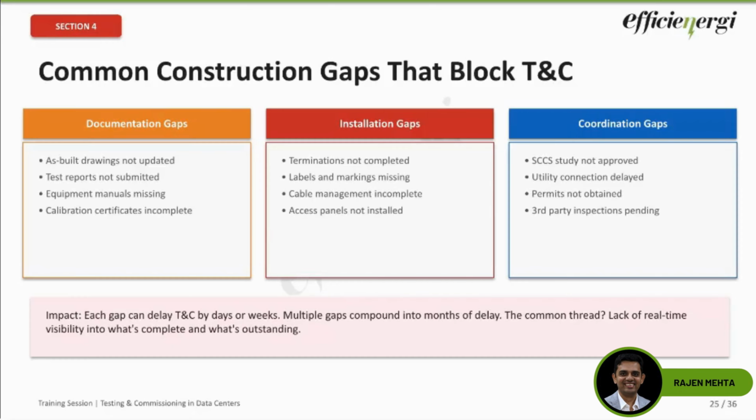Common thread: lack of real time visibility into what's complete and what's outstanding. This is very crucial, right? Because information is in silos. There is no shared tracking system available. It's a reliance on meetings and emails for status. There is no early warning of any potential blocker.